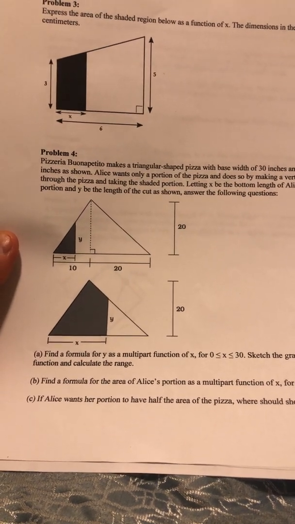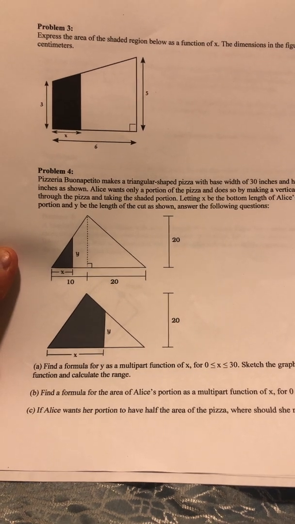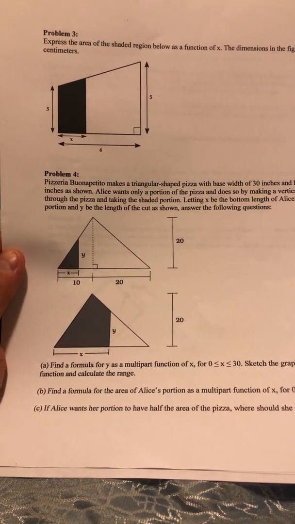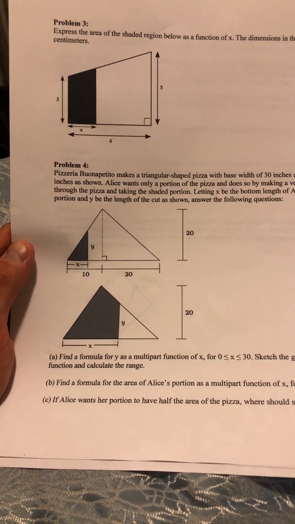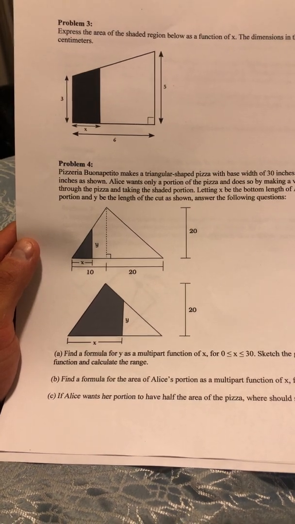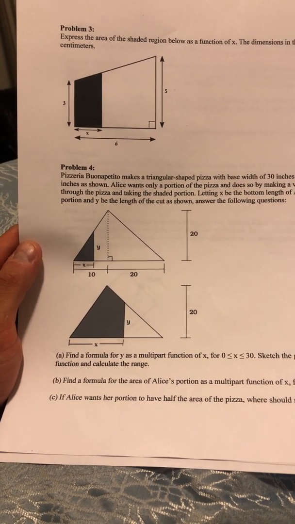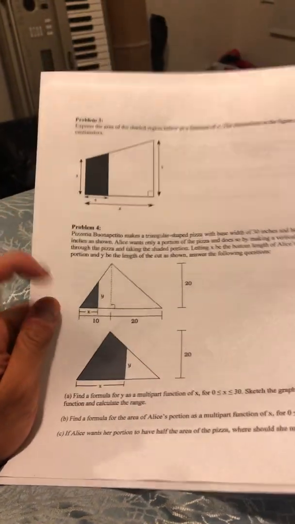Problem 4 reads, Pizzeria Bon Appetito makes a triangular-shaped pizza with a base width of 30 inches and height of 20 inches, as shown. Alice only wants a portion of the pizza and does so by making a vertical cut through the pizza and taking the shaded portion. Let x be the bottom length of Alice's portion and y be the length of the cut as shown. Answer the following questions. So we have a diagram here.